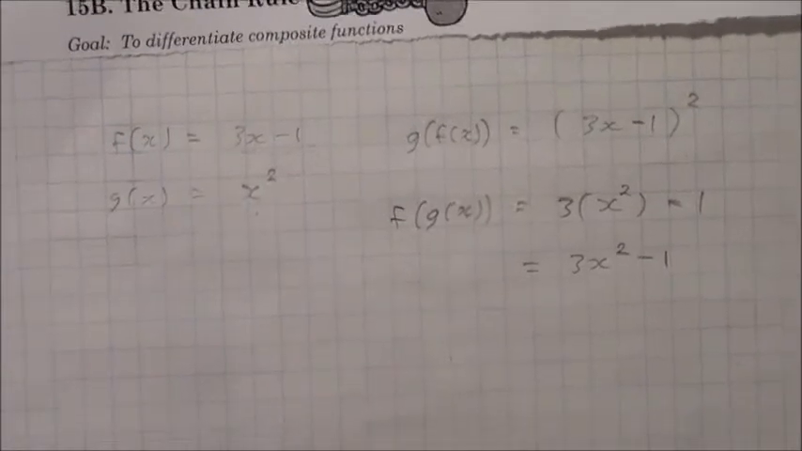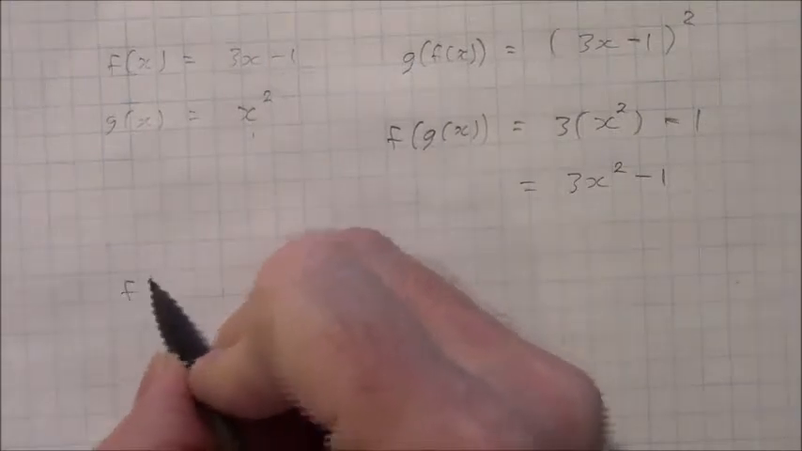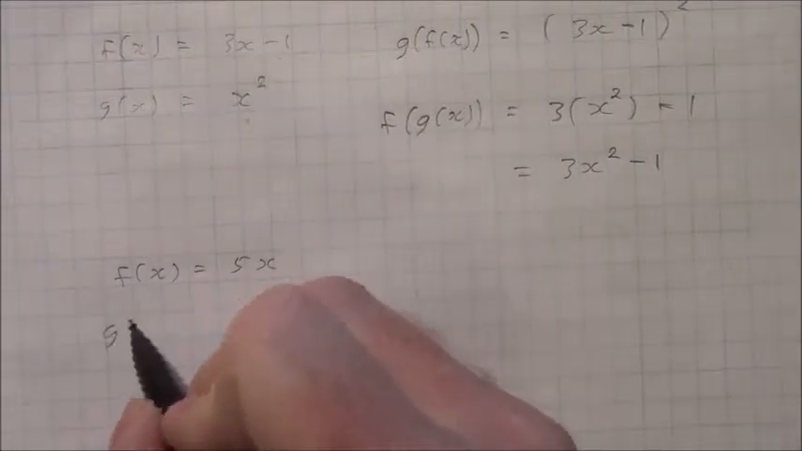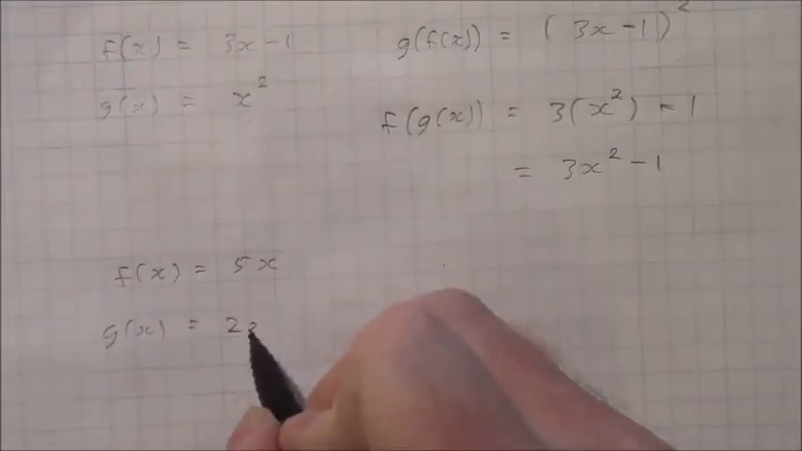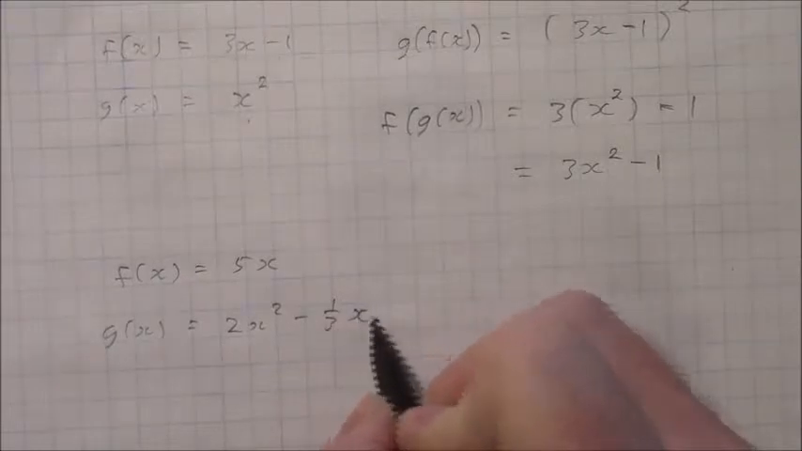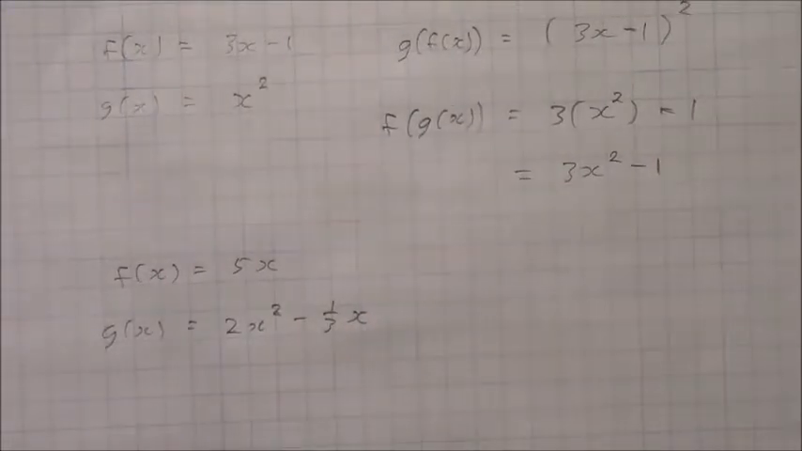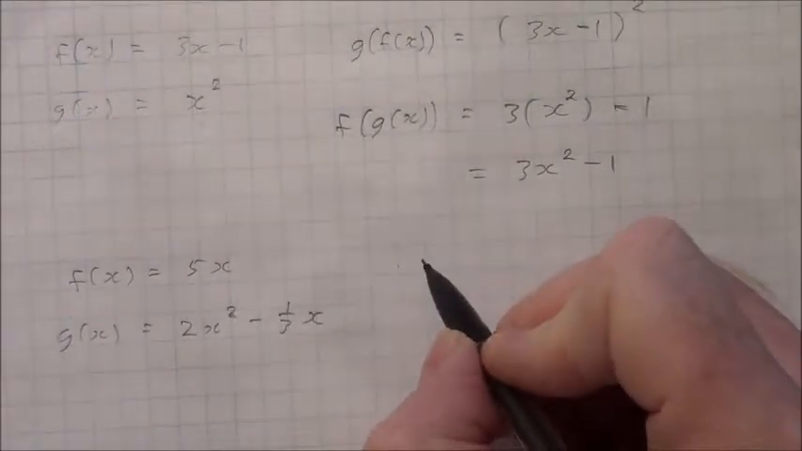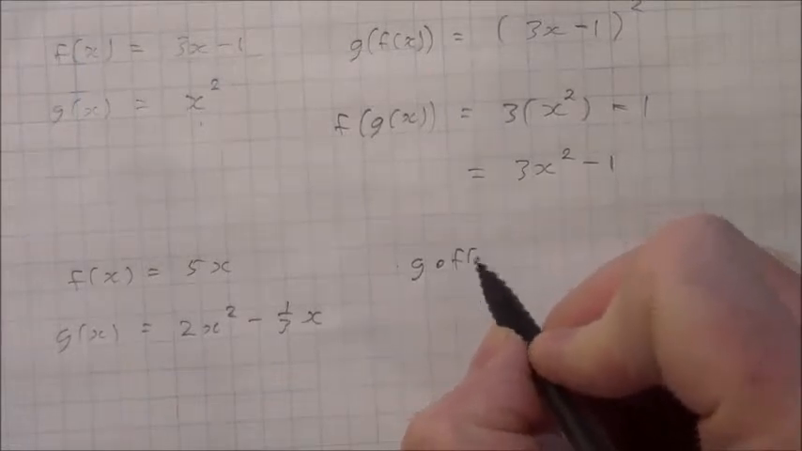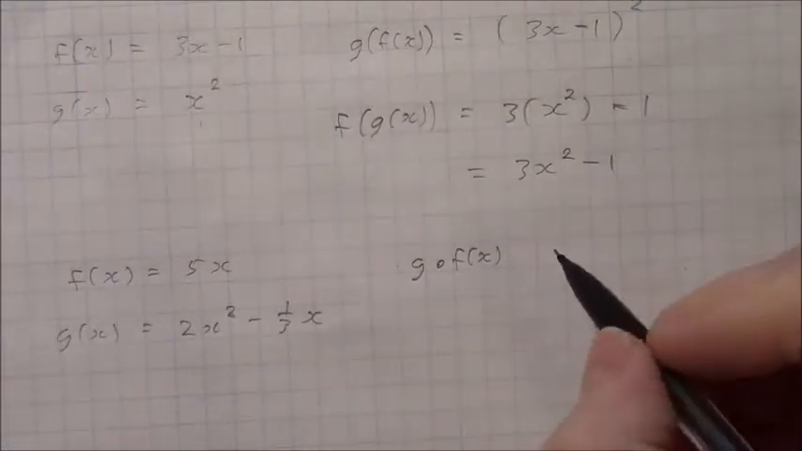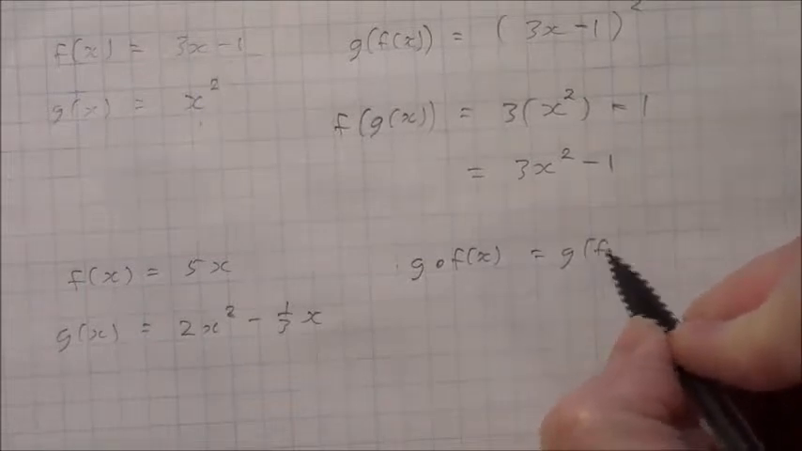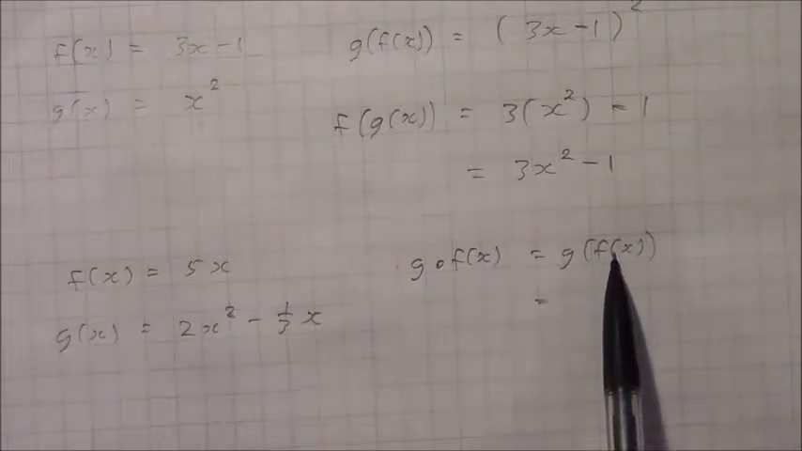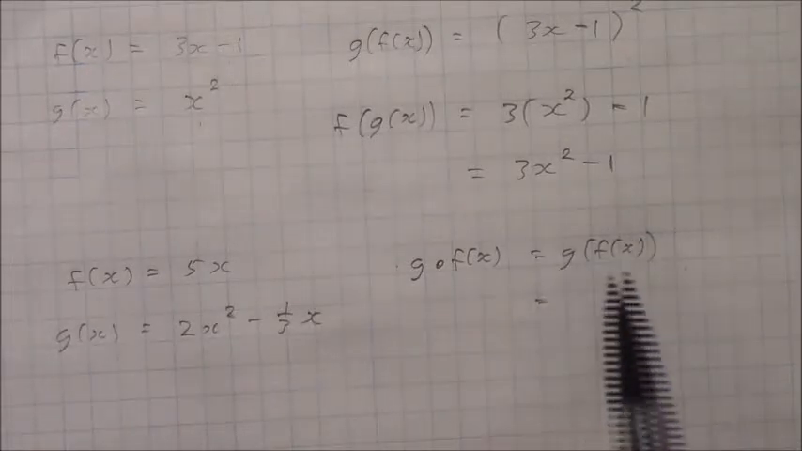Okay, we'll take a look at another example here. f of x, let's say this is 5x, and g of x is 2x squared minus 1/3 x. Then if we use composite notation, we can say g composite f of x. That's the same as g of f of x. Again, that means we're going to take f of x and substitute it in for all the x's in g of x.